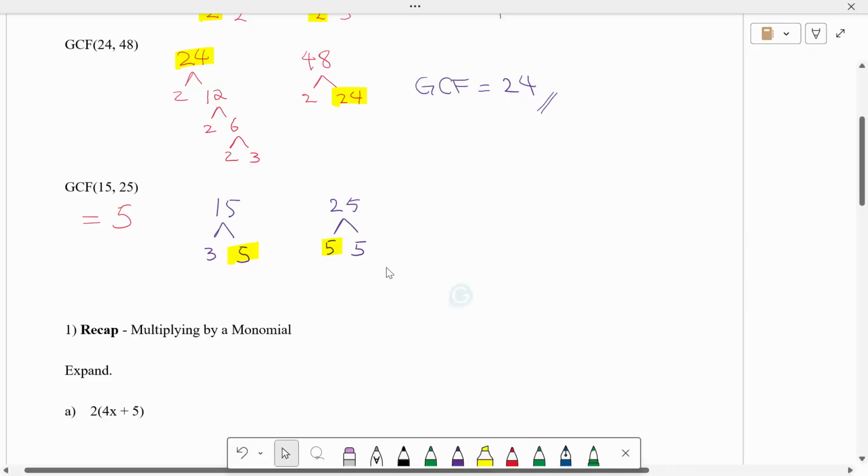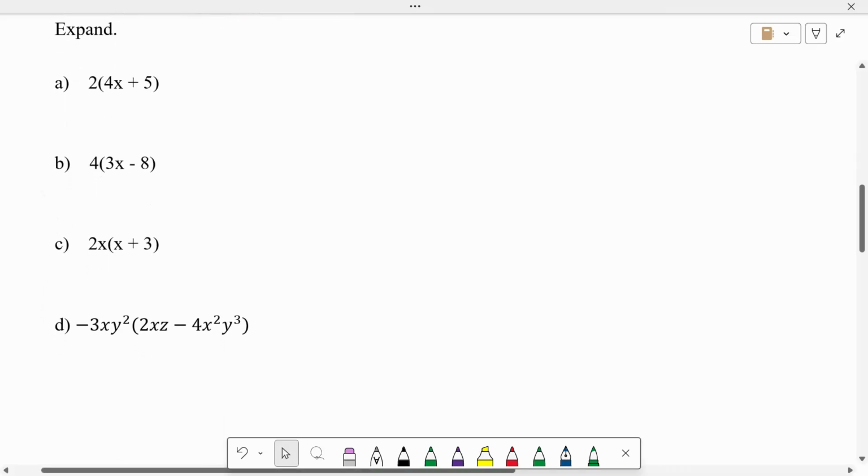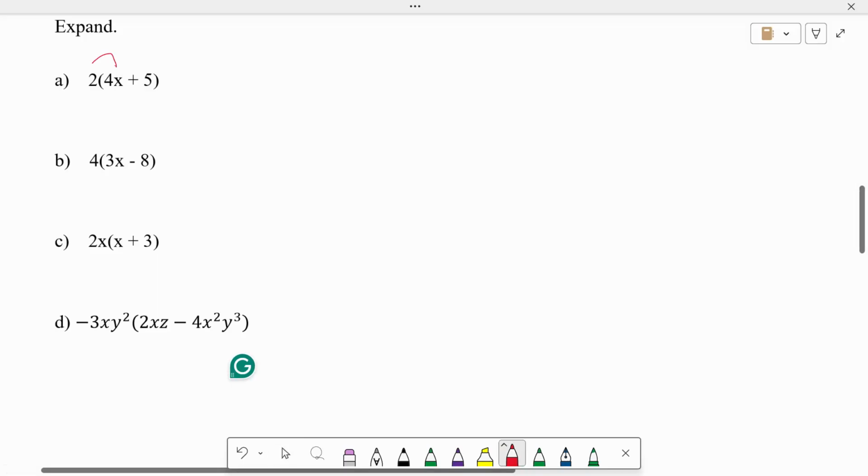Okay, thank you. All right, so here's a review of what we've been doing. Expanding. We've been using the distributive property to multiply into the bracket, right? So we're really getting what? 2 times 4x, plus 2 times 5. Yes? And that becomes 2 times 4 is 8x, and plus 2 times 5, which is 10.